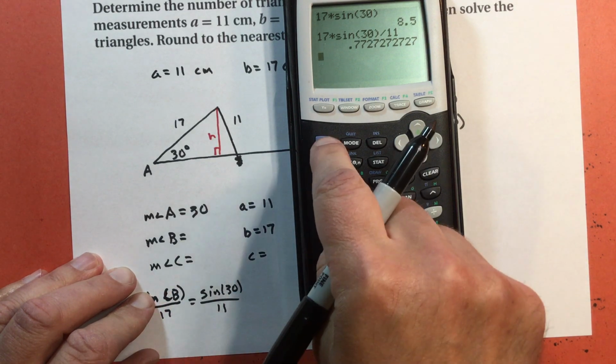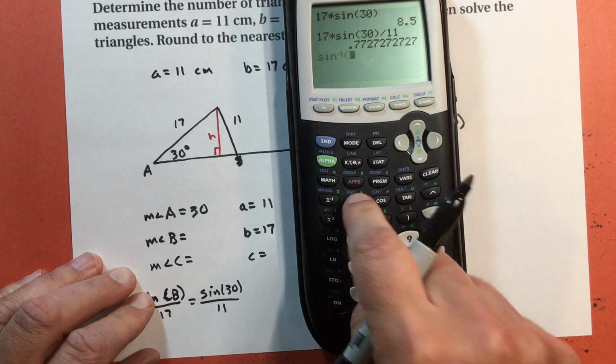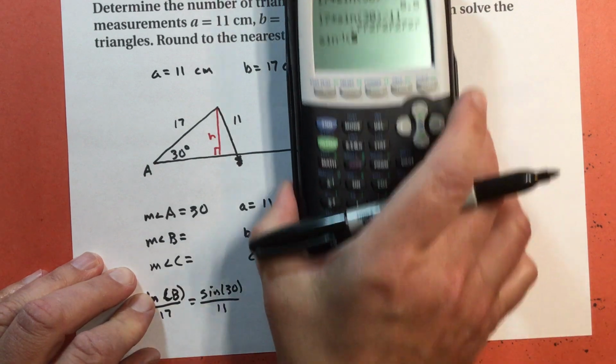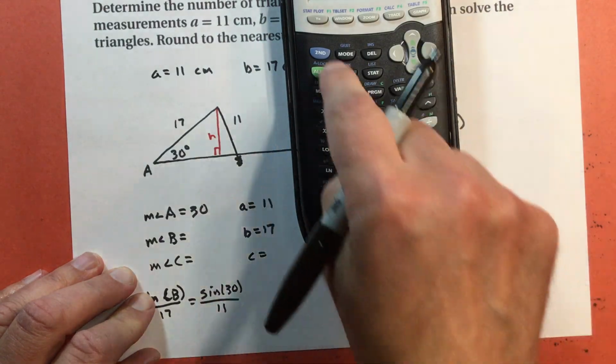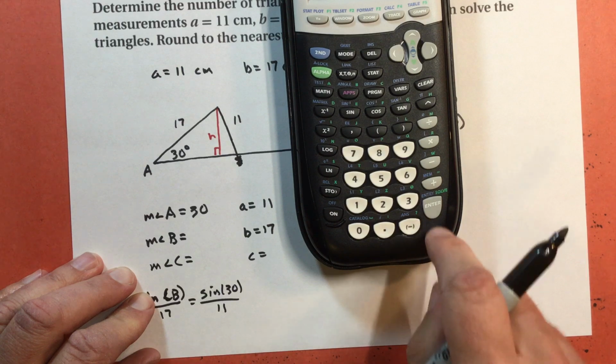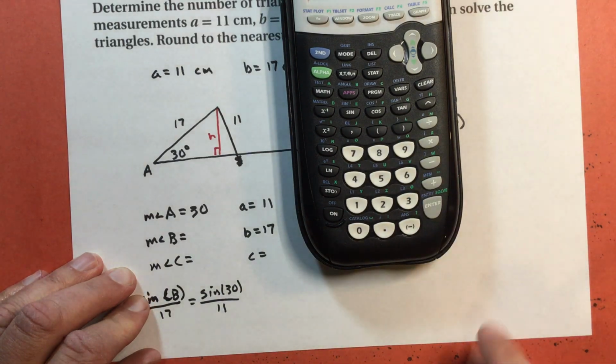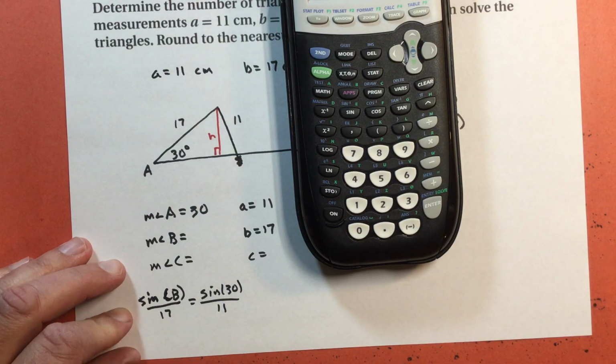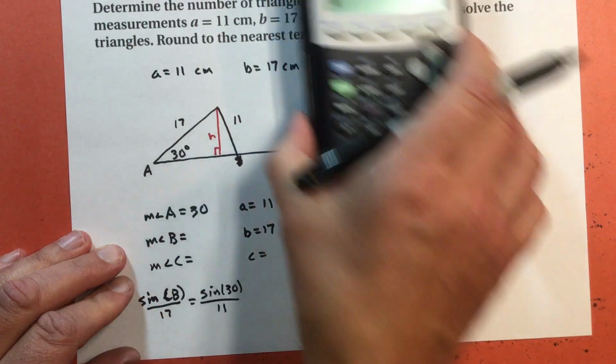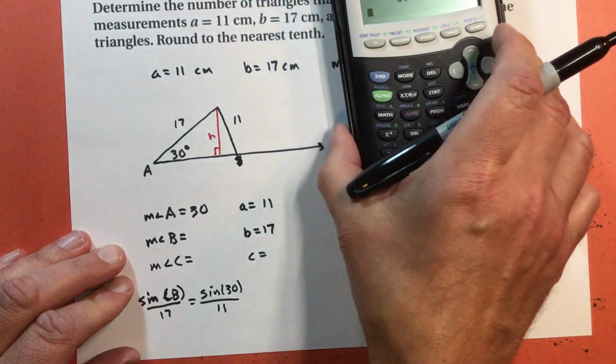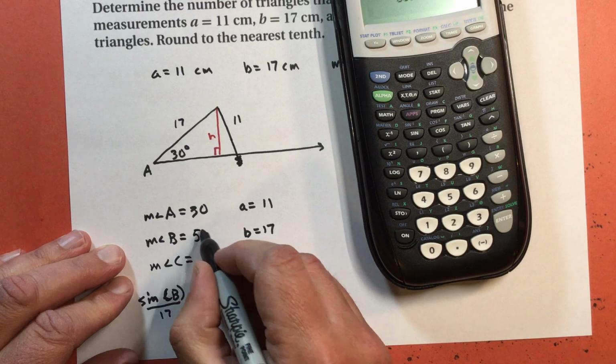That is not the angle. That's the sine of the angle. So what do I do? I do second sine, which gives me sine inverse. On my calculator, I can drop the previous answer in there, close the parentheses, and this tells me that angle B, rounded to the nearest tenth, is going to be 50.6 degrees.